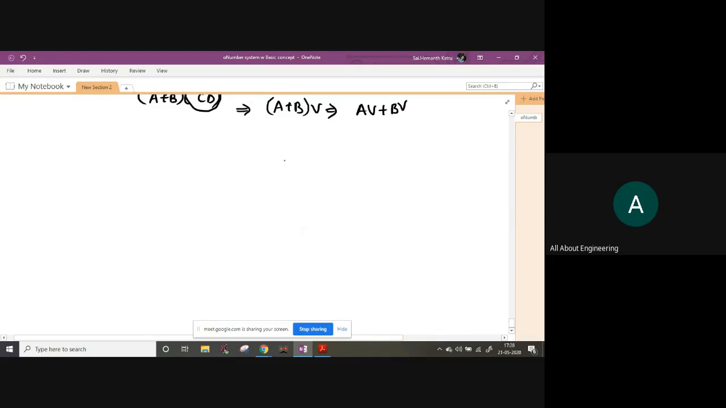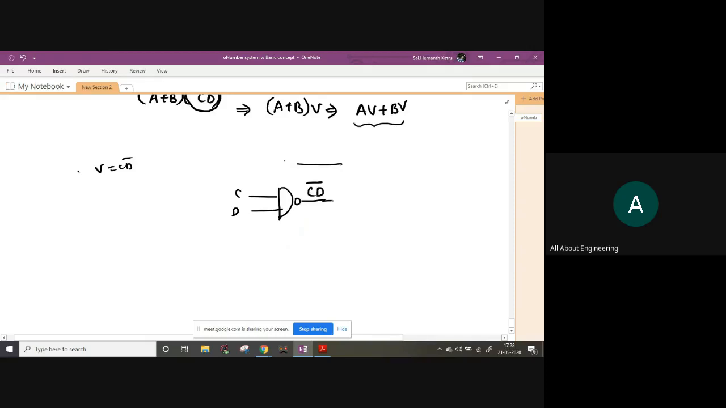Now let me design V first. V is nothing but CD bar, right? So CD given to a 2-input NAND gate, you will get CD bar. Okay, you designed V. Now you have to design this entire thing, AV plus BV.